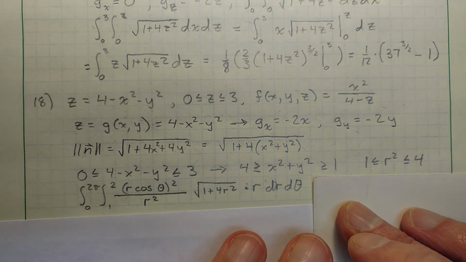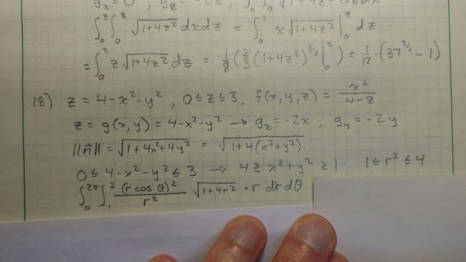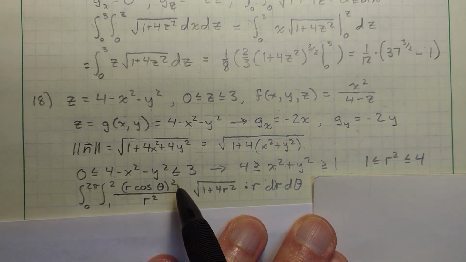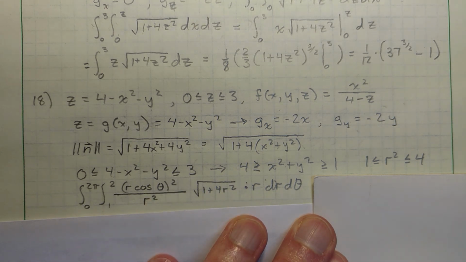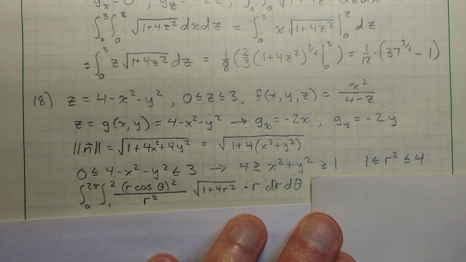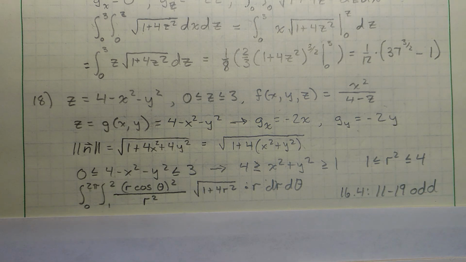From there, the nice thing is your r squareds cancel, and it's not the easiest thing to integrate. This isn't too bad because it's u substitution. This one requires a power reducing identity. Sometimes it can be viewed as a calculator one at that point, and I think you guys know what to do from there. Okay, 16.4, 11 through 19 odd.